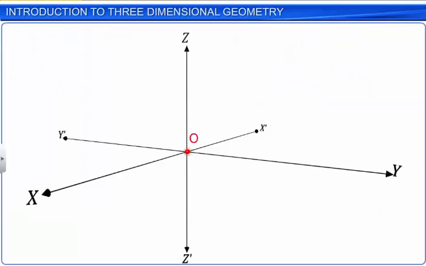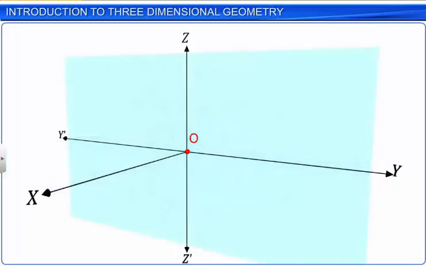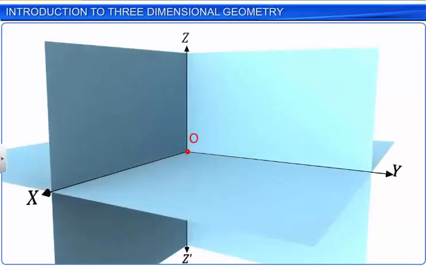The plane formed by the x and y axis is called the xy plane. Similarly, the plane formed by the y and z axis is called the yz plane, and the plane formed by the z and x axis is called the zx plane. The xy plane, yz plane, and zx plane divide space into 8 octants.